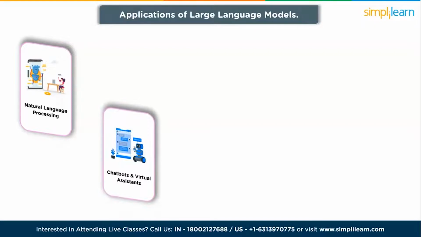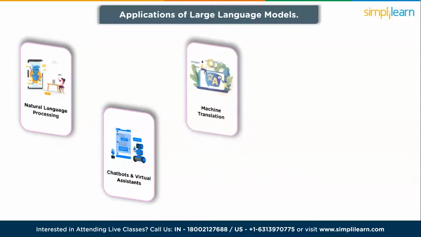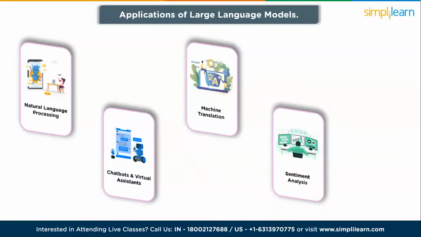The next is chatbots and virtual assistants. Large language models power conversational agents, chatbots, and virtual assistants, providing more interactive and human-like interactions with users. And the next is machine translation. Large language models have been used for automatic language translation, enabling the translation of text between different languages with improved accuracy.